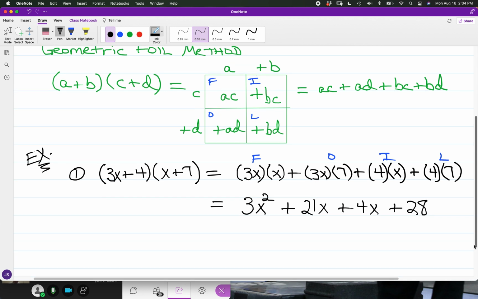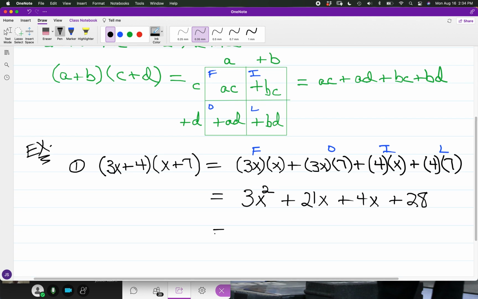Right now we have 4 terms, but I can condense the number of terms by combining like terms. The first term is 3x squared, and that is the only term that has x raised to the second power. Now we have 21x followed by 4x, and these are like terms, as they have not only the same letter but also the same power to which x is raised. So 21x plus 4x will make 25x.